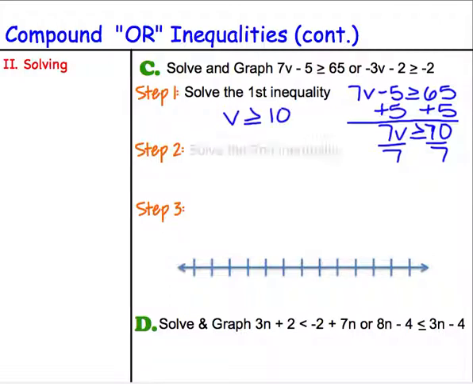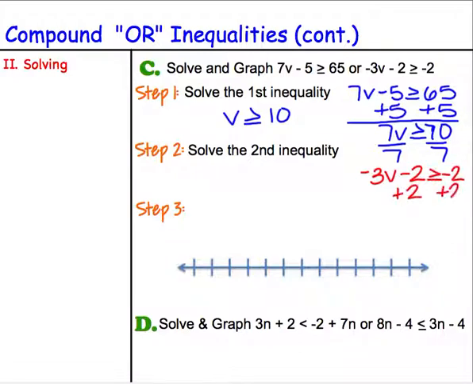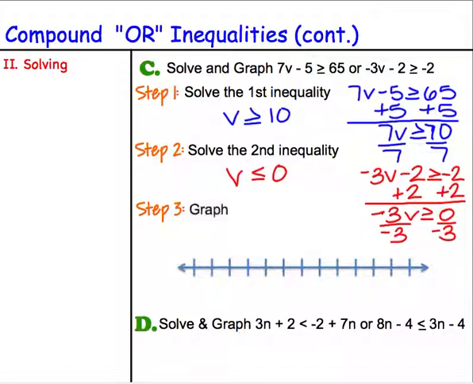Our next step is going to be to solve that second inequality, which is negative 3v minus 2 is greater than or equal to negative 2. We're going to add 2 to both sides, which gives us negative 3v is greater than or equal to 0. Divide by negative 3, which is going to give us v. Now I have to flip the sign so it's less than or equal to 0. And then finally our last piece is going to be to graph it.